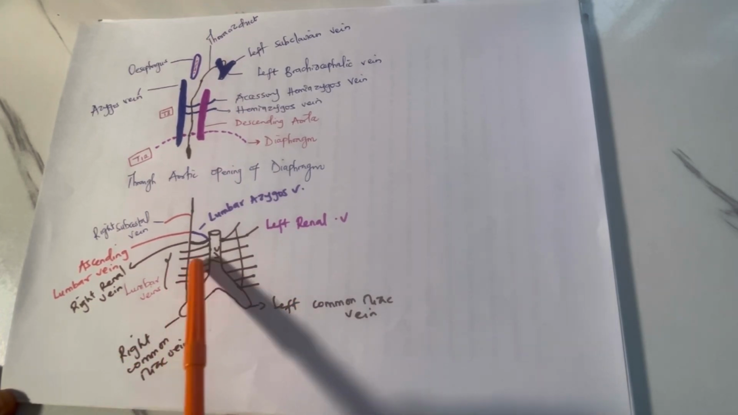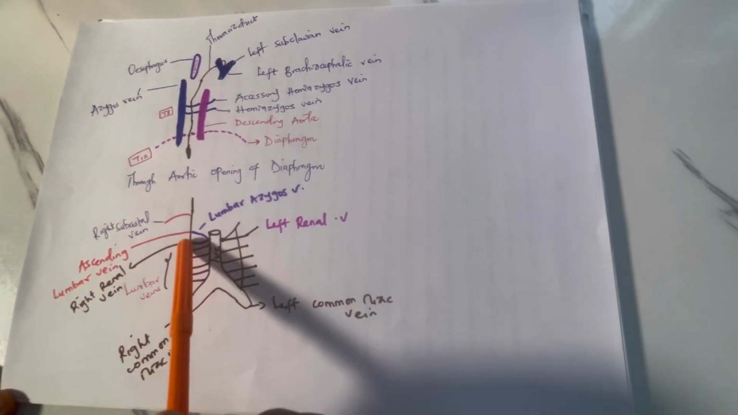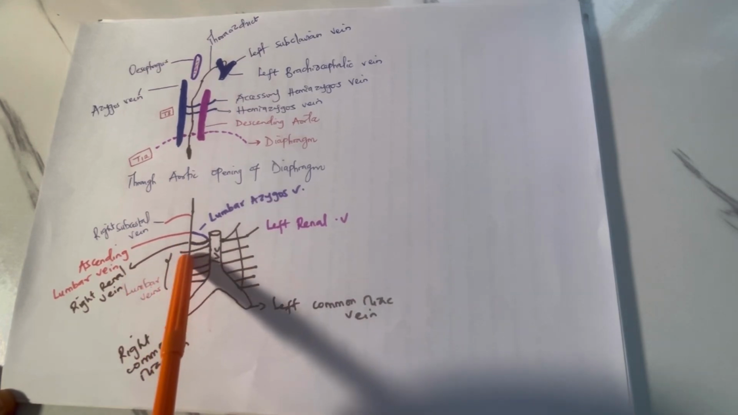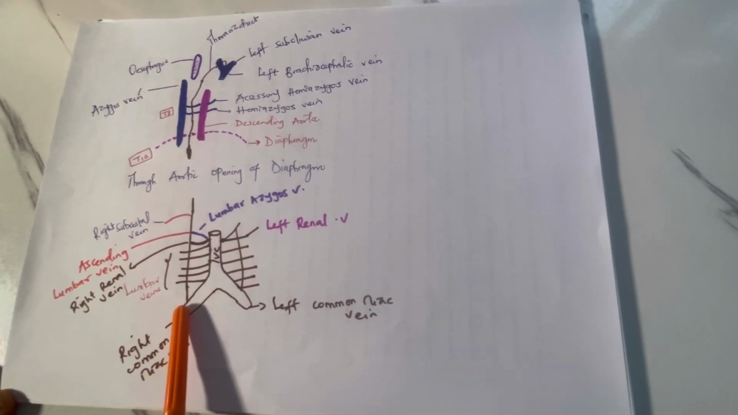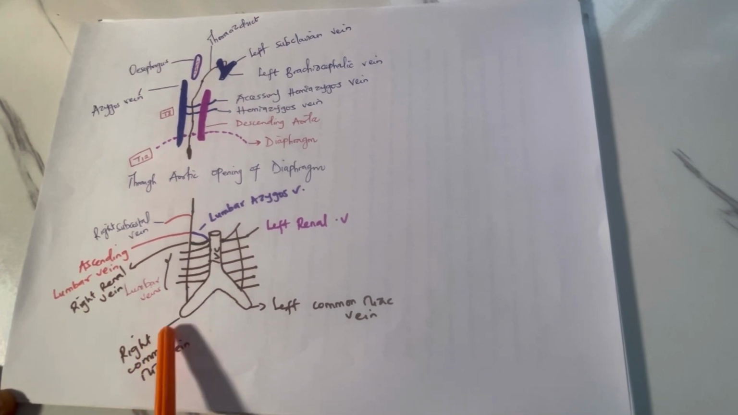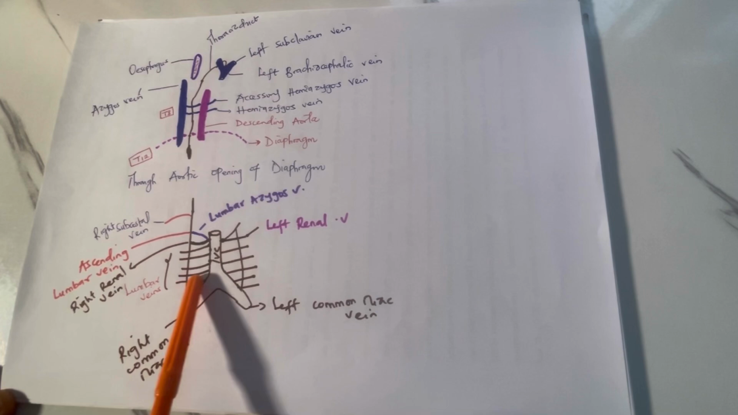So these are the lumbar veins. This lumbar vein is going to form an anastomosis with the right ascending lumbar vein. So this right ascending lumbar vein will communicate, as you can see, with the right common iliac vein. And as it communicates, it forms a vertical anastomosis with the lumbar vein, which is this.